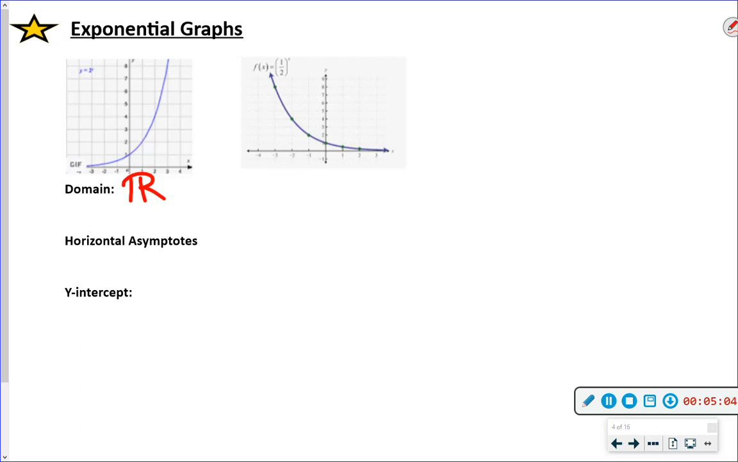You can see on the graph, they're not super drawn there, right? But these all have a horizontal asymptote. The line you get close to, you don't cross or touch. Draw it in there in red. Of course, it's the x-axis on these.